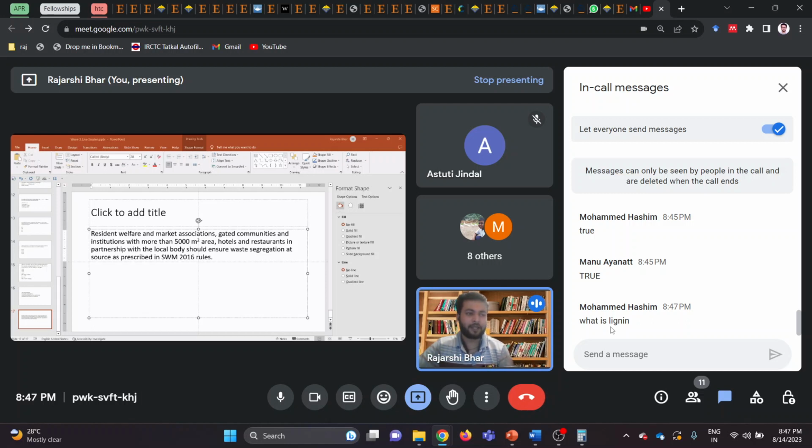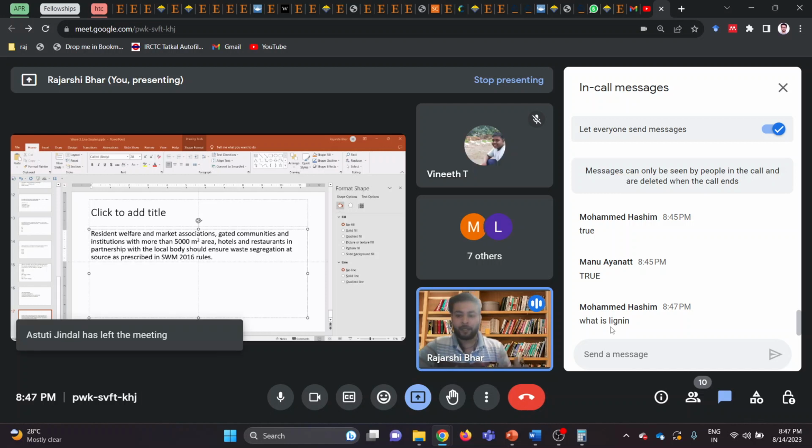Lignin is an aromatic kind of structure. In terms of biodegradability, if a microbe is trying to degrade lignin, hemicellulose, and cellulose, cellulose is the easiest to degrade, followed by hemicellulose and then lignin, primarily because the degree of aromaticity, that is, the aromatic structures in lignin, is much more than in cellulose and hemicellulose.